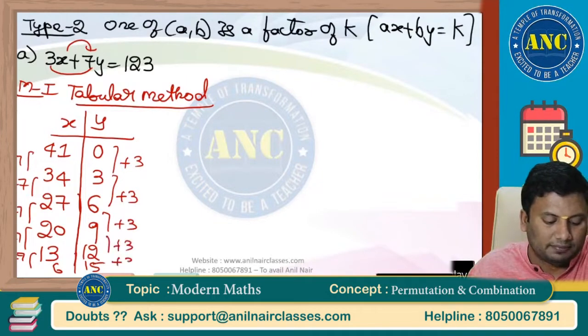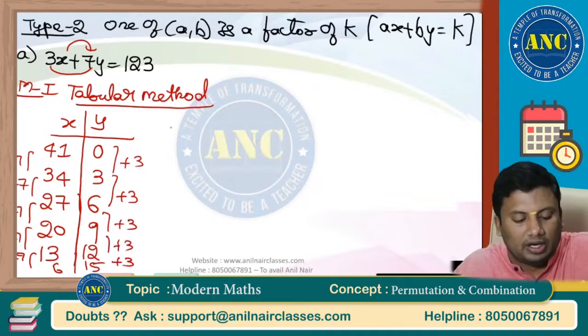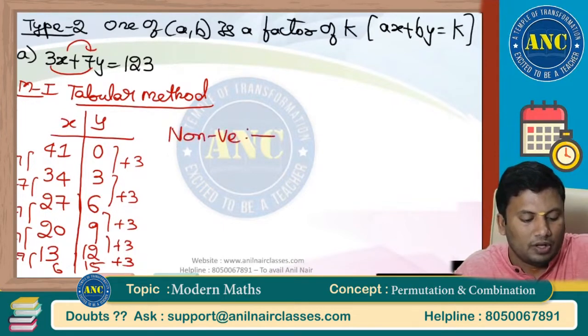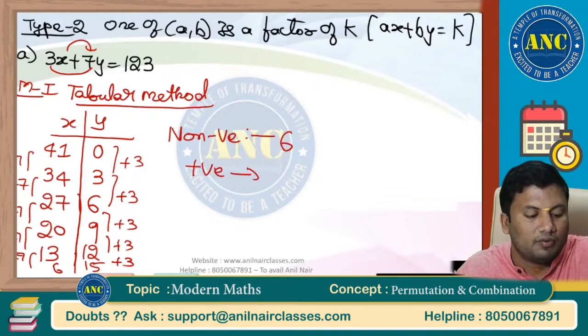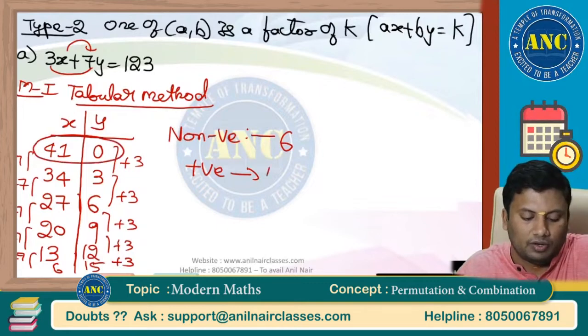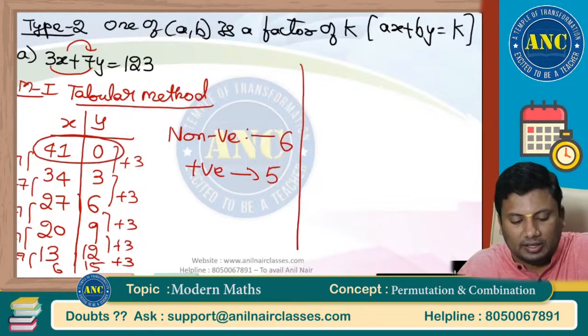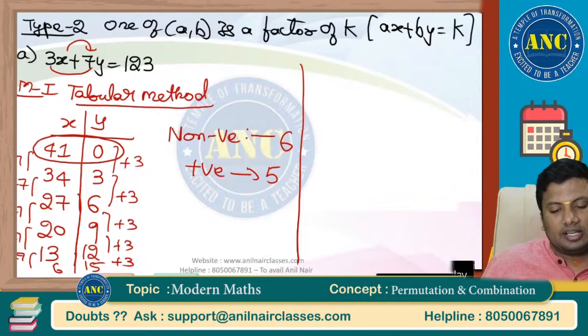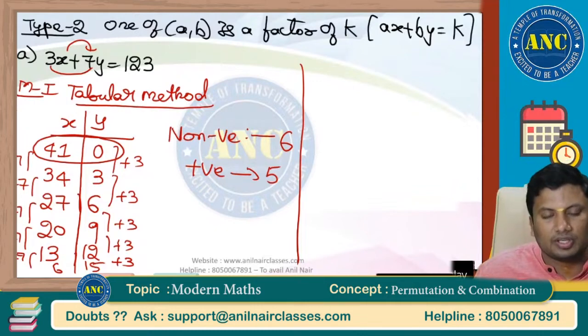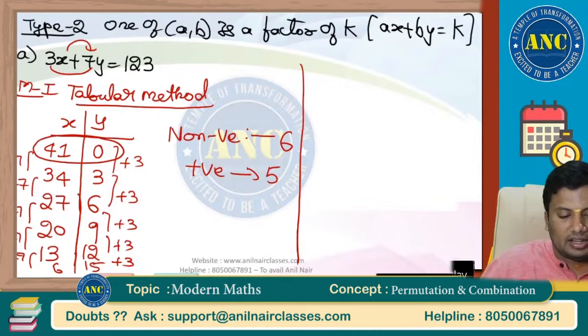How many non-negative did we get? Non-negative doublets are 1, 2, 3, 4, 5, 6. Non-negative it is 6. Positive means y value cannot be 0. Positive answer is nothing but 5. Non-negative there are 6 integral solutions. Positive the answer is nothing but 5.